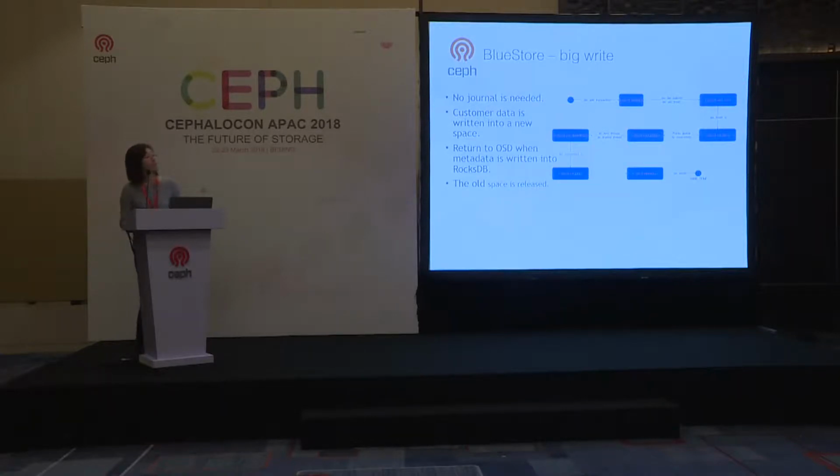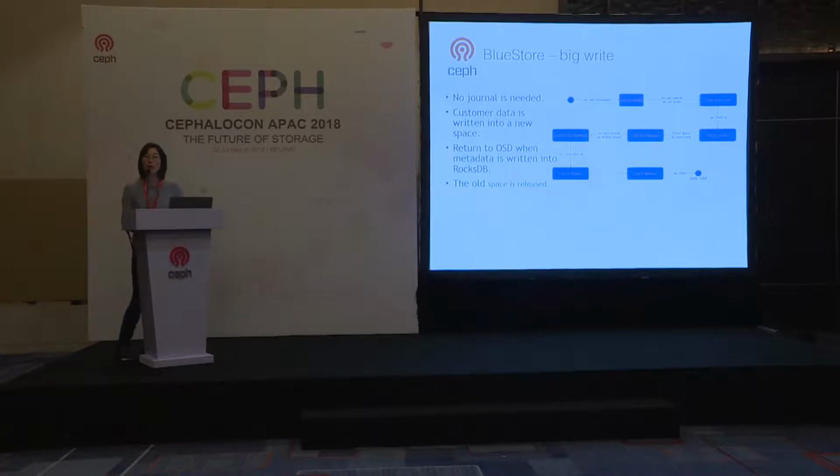Okay, and then this is the big write flow. Same as small write, at first it needs to handle the data: what kinds of data need to go to the disk, and what kind of metadata should be updated. Then BlueStore will allocate a new space, because big writes are a rewrite process.